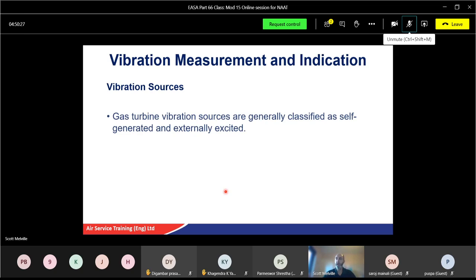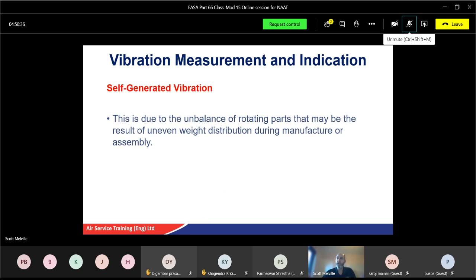Vibration sources, well, gas turbine vibrations are generally classified as self-generated or externally excited. Self-generated is due to the unbalance of rotating parts that may be a result of uneven weight distribution during manufacture or assembly, or even damage. Normally when they're made, there's always going to be a bit of vibration. When I used to work on a test bed, we'd put the engine in a stand, run the engine up, and do a vibration analysis. We have to produce a graph, which I'll show you shortly, that allows us to pass the engine off with an acceptable amount of vibration. You never get rid of all vibration, there's always an acceptable amount.